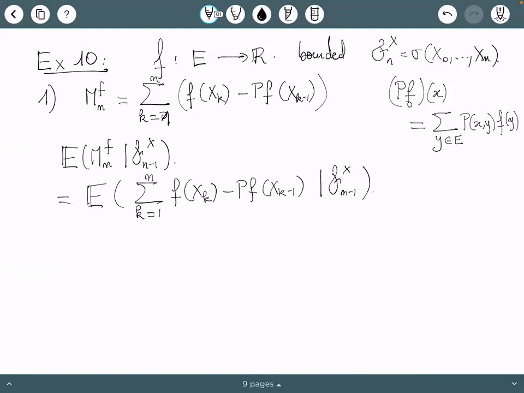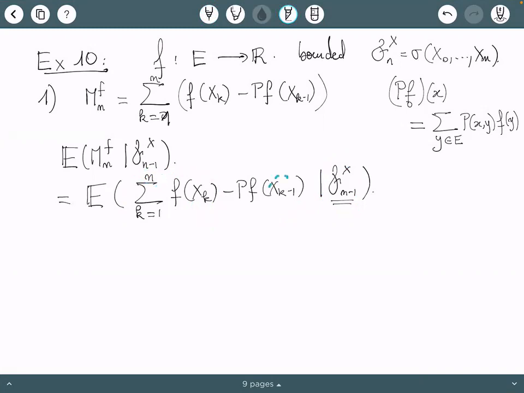And here, as you can see, I have everything with the sigma field with respect to the process until time n minus 1. So I have to try to isolate in this sum what is measurable with respect to this sigma field. If I look at this guy, you see it depends on xk, but k goes from 1 to n. So if k is less than n minus 1, this random variable will be F_{n-1}^X measurable. But for k equal to n, it will not be the case.